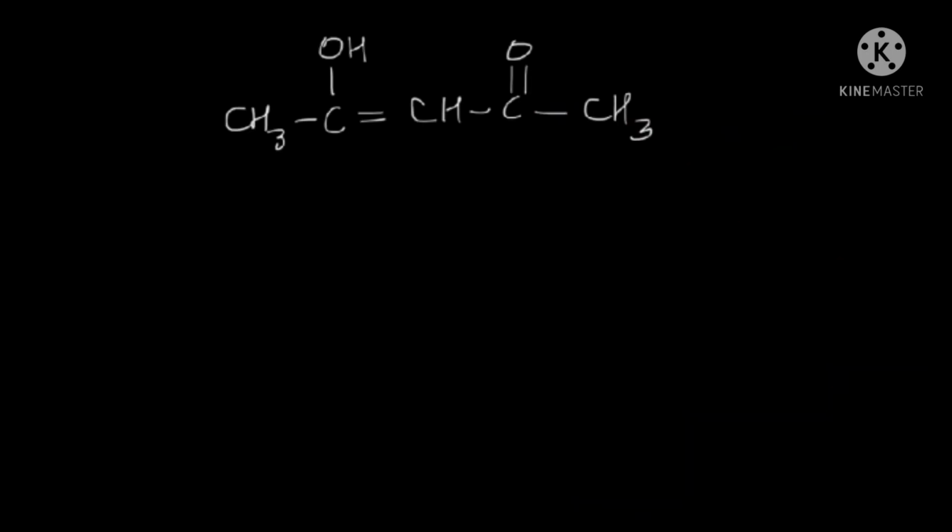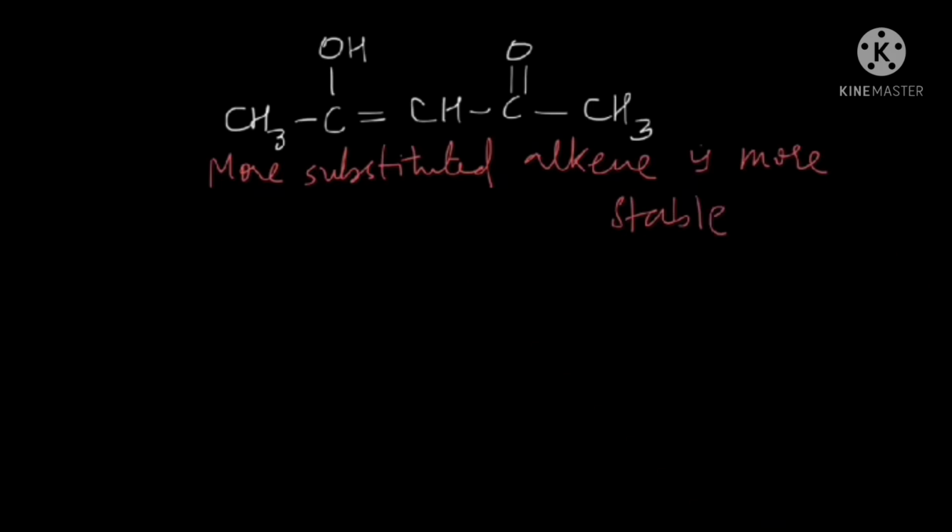The first thing that you should note is this carbon-carbon double bond. It is inside the chain rather than at the corners, right? And we know that the more substituted alkene is more stable. Okay, let's look at the reason number 2. For that, I will redraw the structure of this compound and you will see what I am talking about.